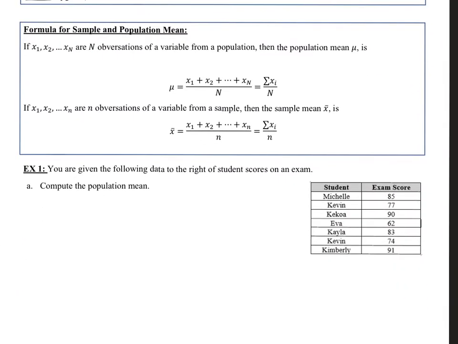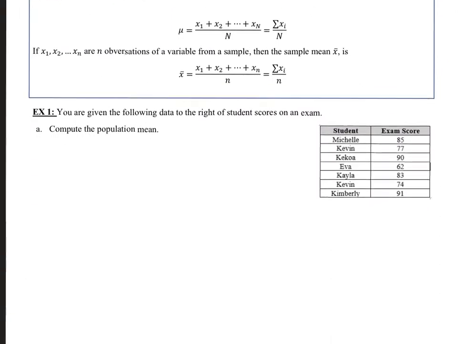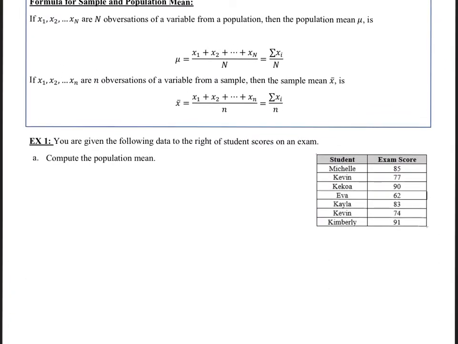So the formulas for the sample and population mean are not too different, but they vary slightly. If your data are N observations, capital N, of a variable from a population, then the population mean is given by adding up all the values and dividing by capital N. Very similarly, if there are n observations, then the sample mean is you add them up and divide by n. So pretty much there is no difference at this moment. There will come a time when there is a difference between population and sample computations, so keep that in mind.